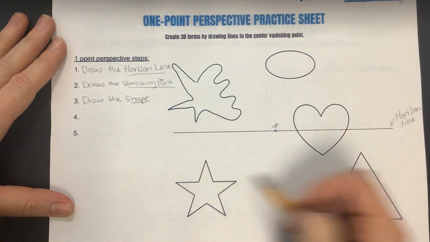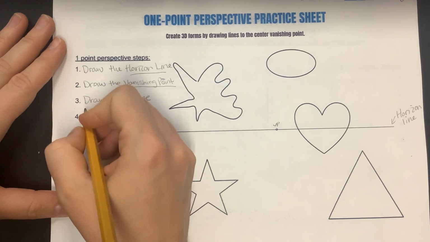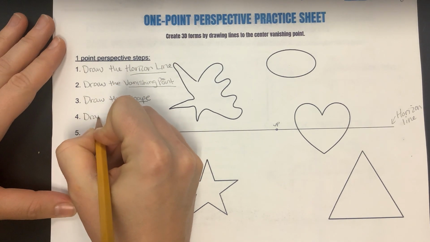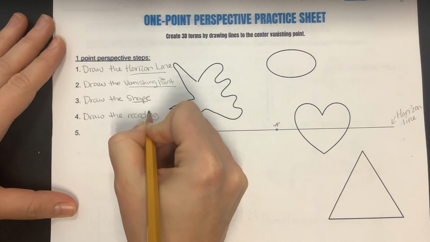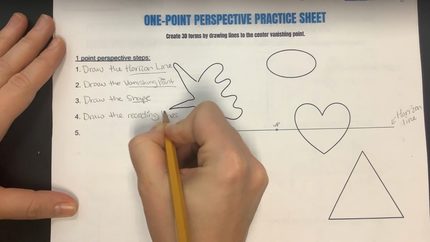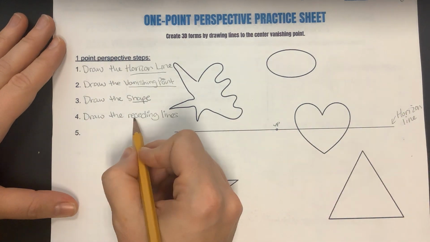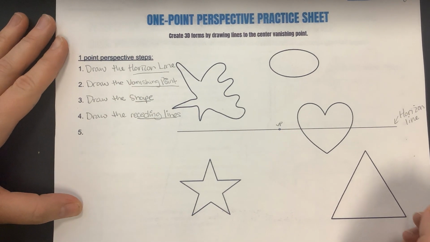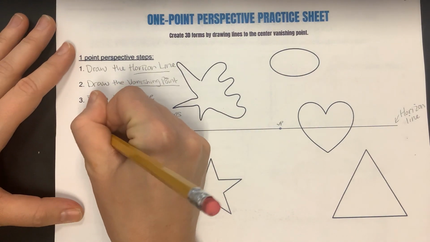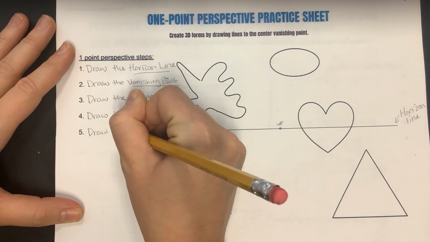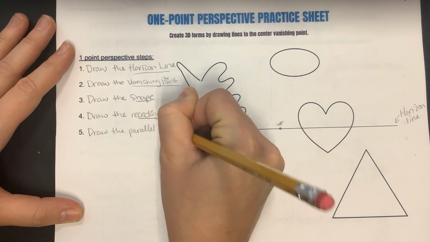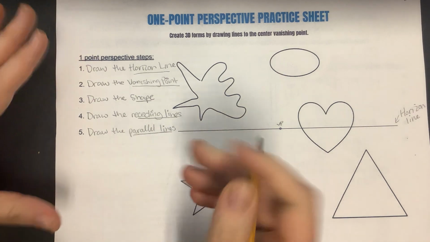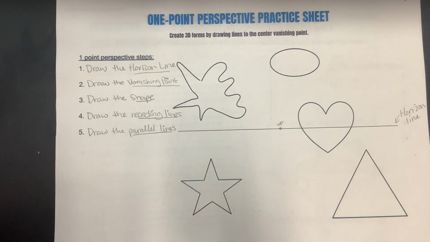So we have our shapes drawn, and now the last 2 here, we're going to draw the receding lines. And if we remember, receding lines are the lines that connect the shape to the vanishing point. I'm going to underline receding lines because that's our vocab term. And the last one then is to draw the parallel lines. And those are the lines that are going to help us cut off the form or cut off the box so that it looks like it's floating and just not going forever into space, okay?